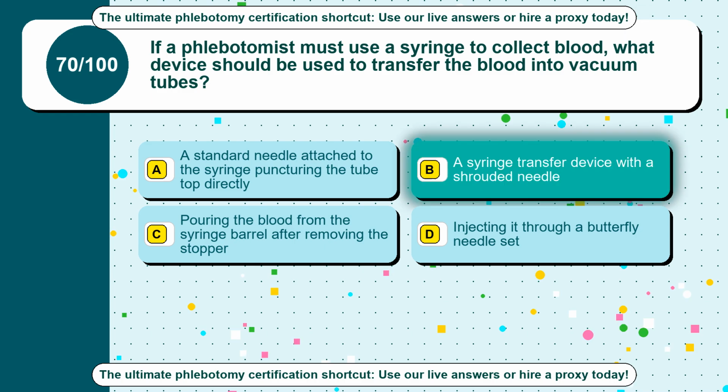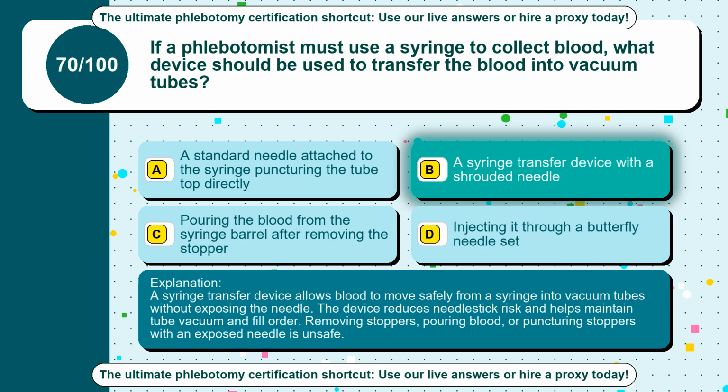The correct answer is option B, a syringe transfer device with a shrouded needle. A syringe transfer device allows blood to move safely from a syringe into vacuum tubes without exposing the needle. The device reduces needle stick risk and helps maintain tube vacuum and fill order. Removing stoppers, pouring blood, or puncturing stoppers with an exposed needle is unsafe.